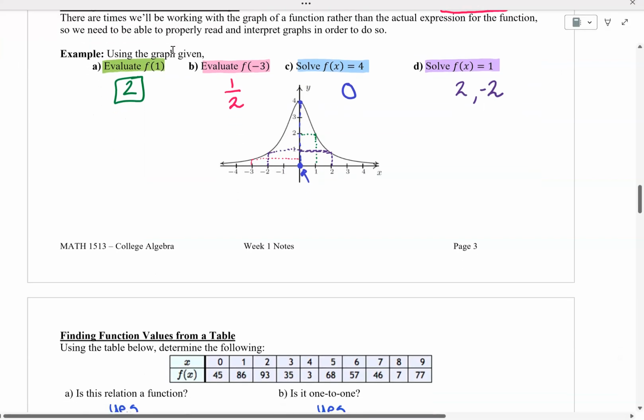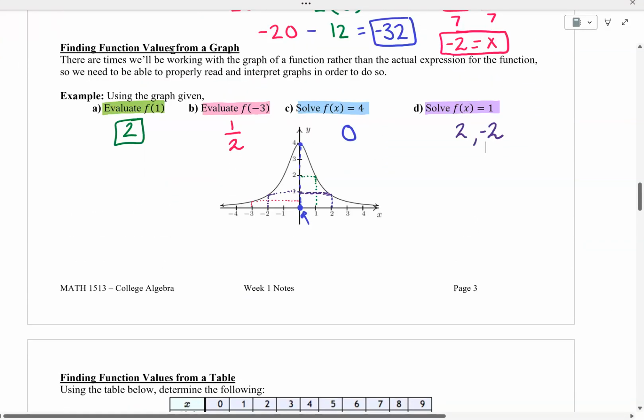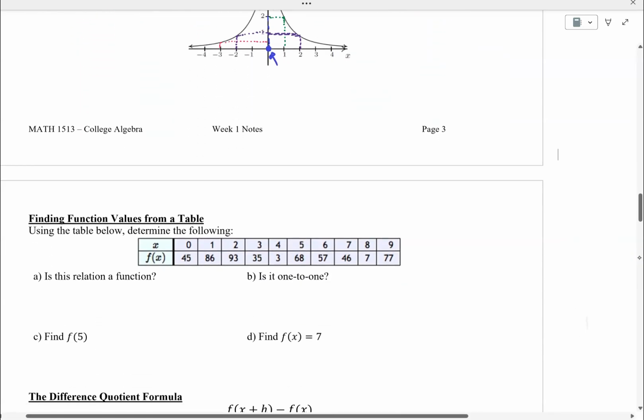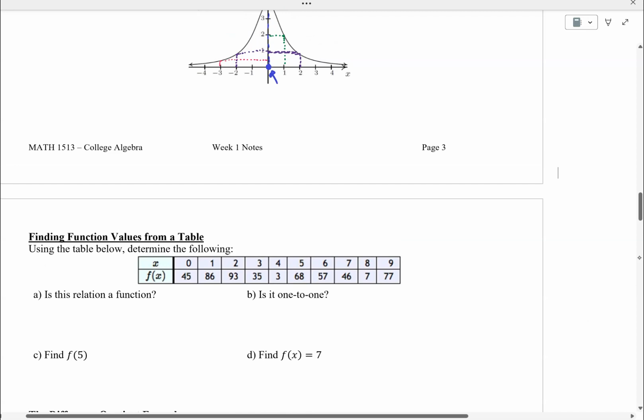Okay. So now let's look at a table. Okay. So let's go do finding function values from a table. Okay. So let's look here. So would the relation be a function? So look at the x's. Do any of the x's repeat? So therefore, it is a function. Would it be 1 to 1? So now check your f of x values, your y values. Do any of those repeat?